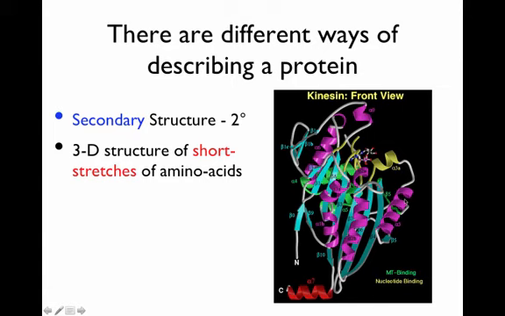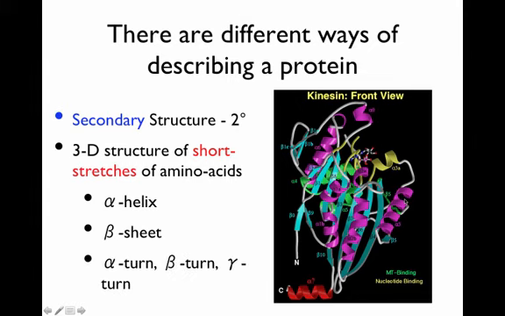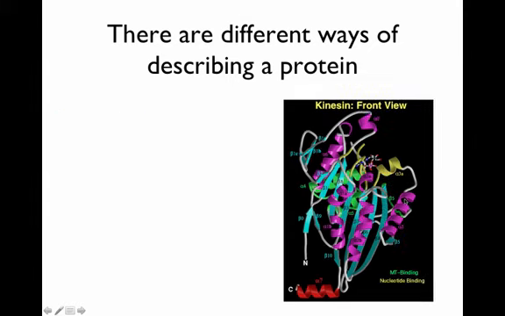And there are many different names, but you don't need to know them. There's alpha helix, beta sheet. There are many different types of turns. Don't worry about that. Tertiary structure, I do want you to know what it means.